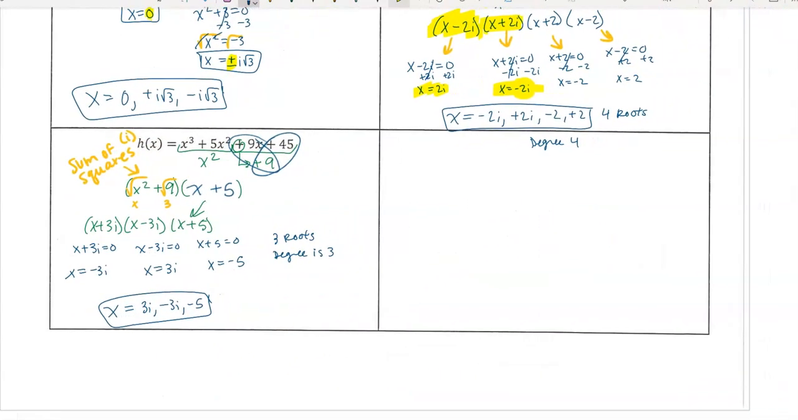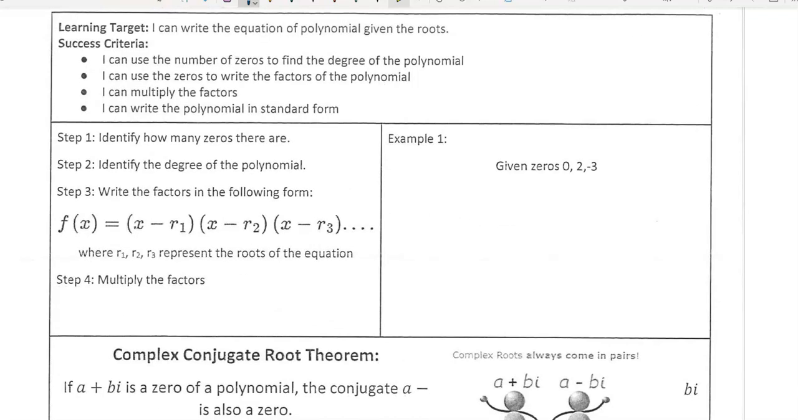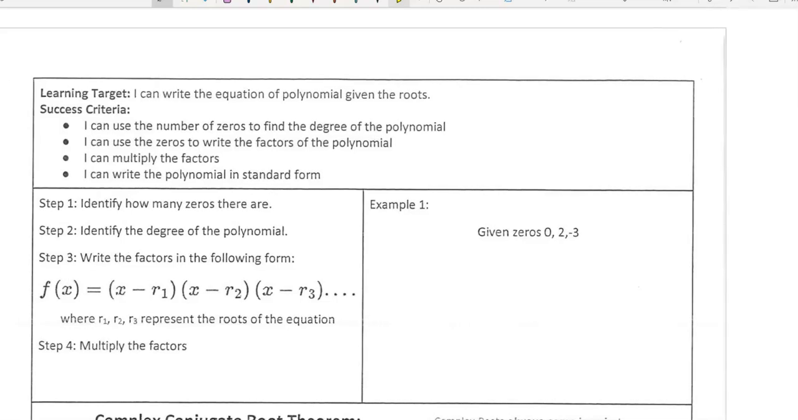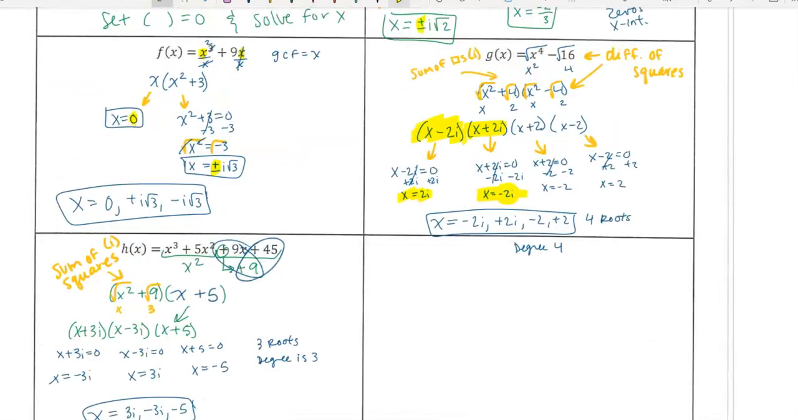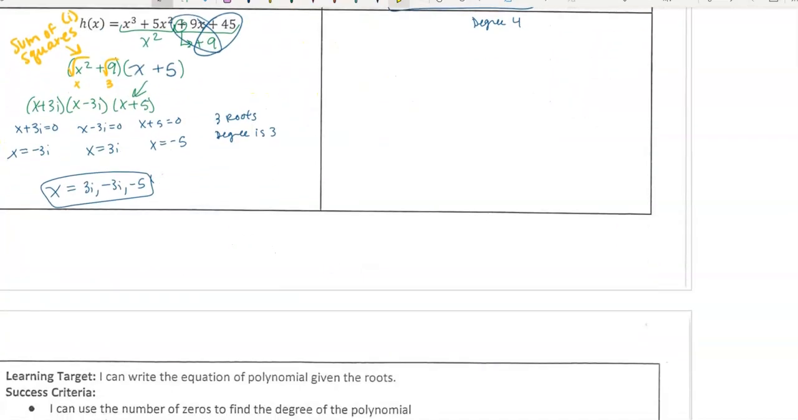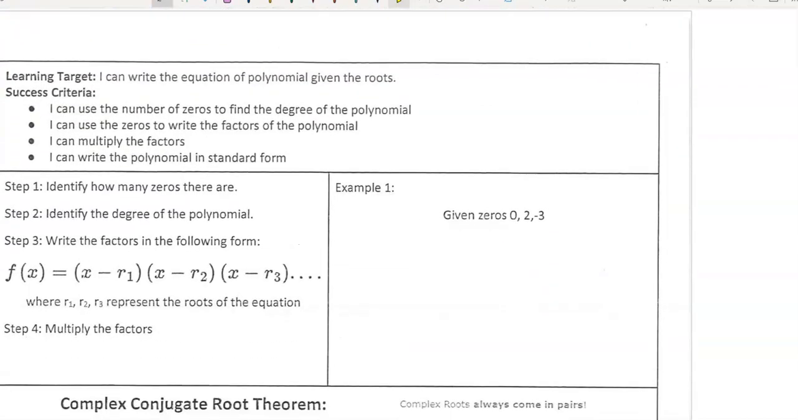All right, let's take a look at the back side. Okay, here, now we're talking about the, what did we call it? Rational root theorem. Your learning target is that you can write the equation of the polynomial given the roots.